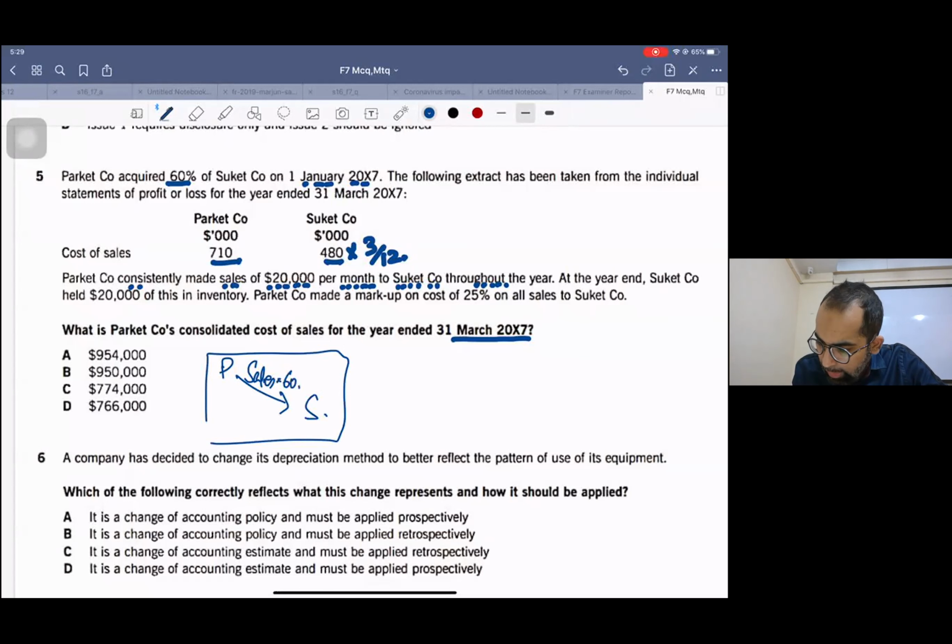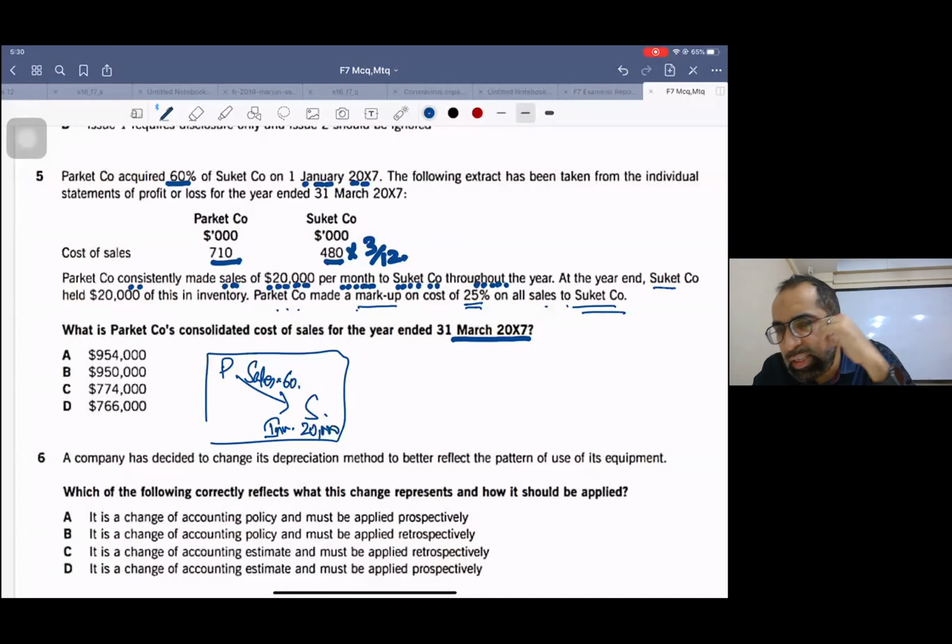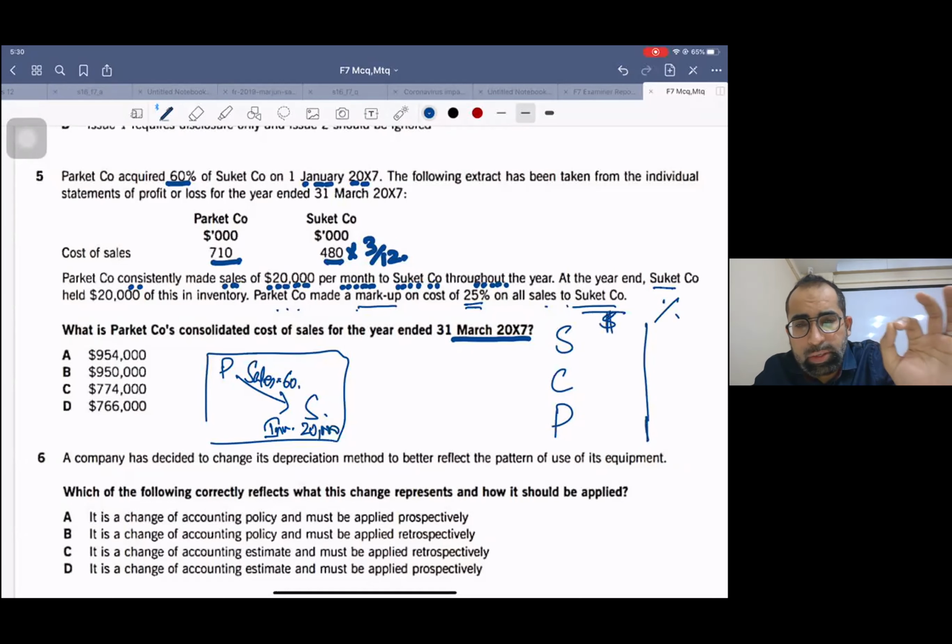Now, at the year end, how much inventory is held by S company? 20,000 is unsold. So obviously, this unsold inventory contains the URP. How much markup? Parquet company made a markup on cost of 25% on sales to S company. So here they have given you the markup. First of all, let me calculate URP and then I'll do the remaining. This 20,000 unsold inventory is basically cost for S company but selling price for P company.